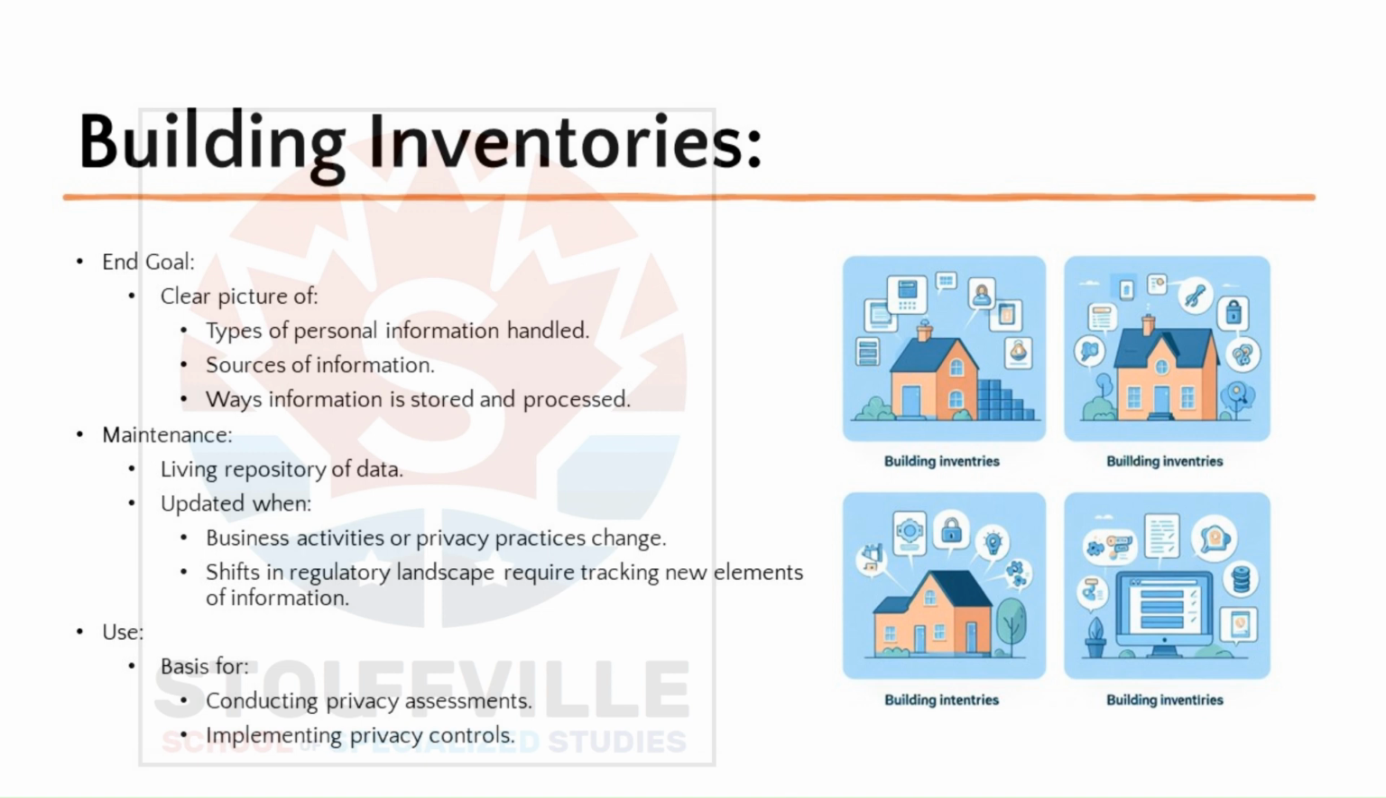In conclusion, building inventories and establishing accountable officials and privacy roles are essential steps in managing privacy effectively within our organizations. By creating comprehensive data inventories and maintaining them as living repositories, we can ensure compliance with regulations, mitigate privacy risks, and foster trust and confidence in our organization's handling of personal information.